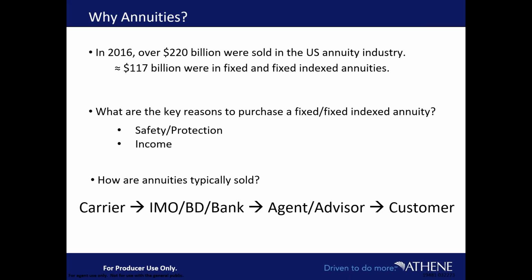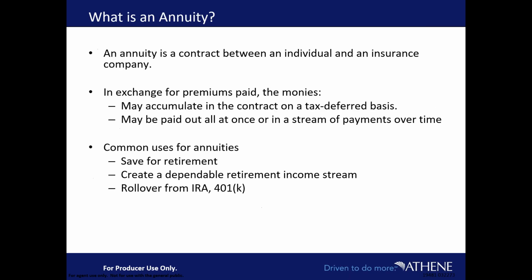So how are those annuities typically sold to the general public? Well, the carrier is going to be the one who develops the product, and then we go through an IMO, a broker dealer, or a bank to the agent and advisors to the customer. So for you, it's going to be Athene through Art Jetter right to the agents, okay?